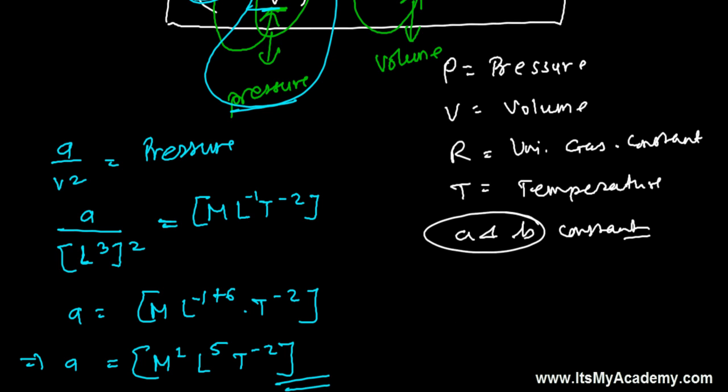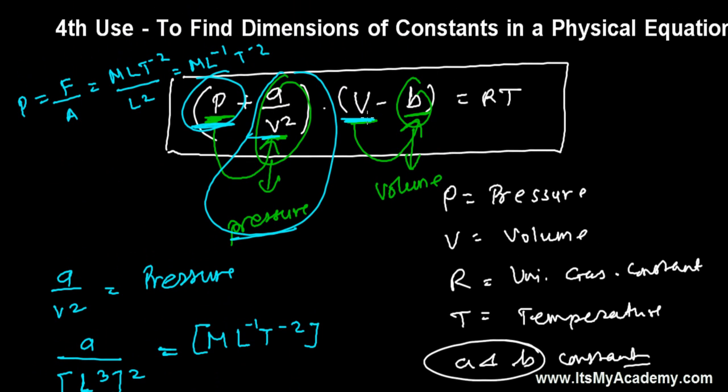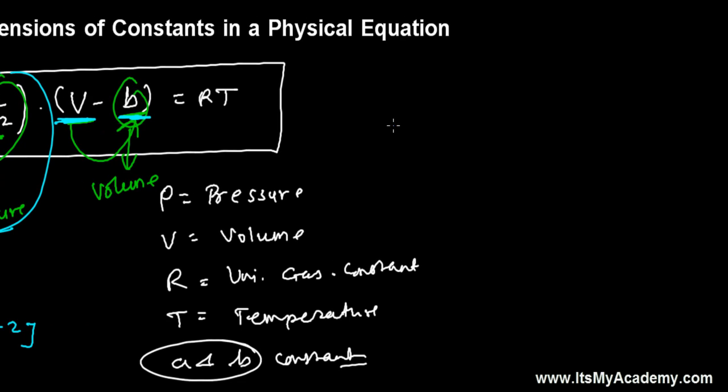Similarly, if we talk about this term, the principle of homogeneity says that each term should have the same dimension. So the dimension of V should be the dimension of b, because from volume we can only subtract volume. So b is volume. From here b equals volume, and the dimension of volume is M⁰ L³ T⁰, because volume is length times breadth times height, and length, breadth and height all represent a dimension of length.